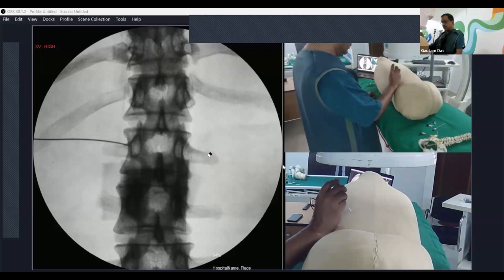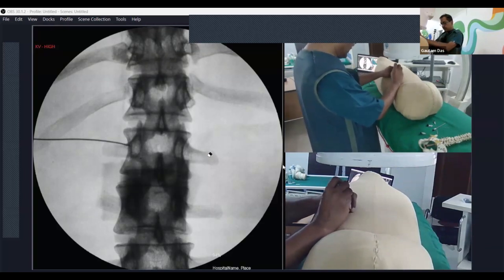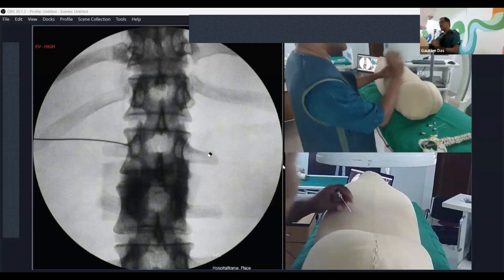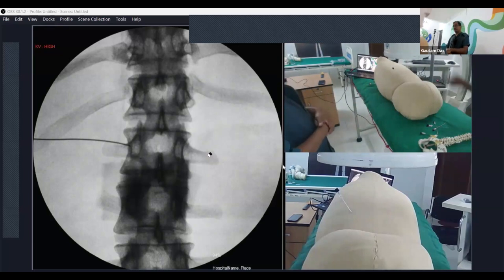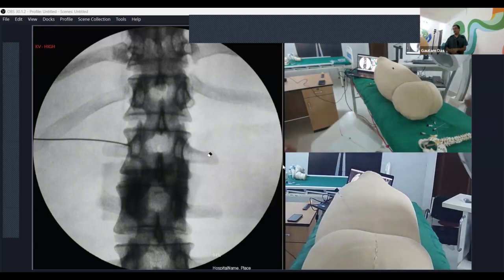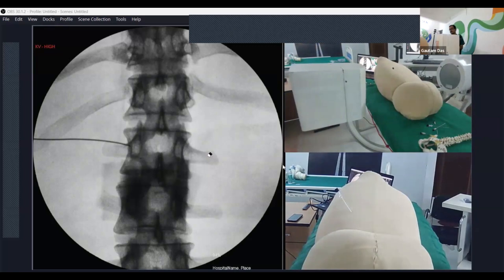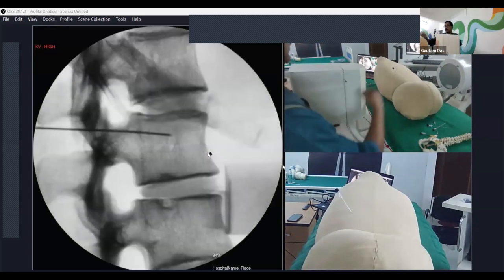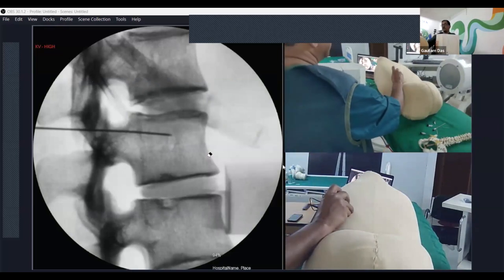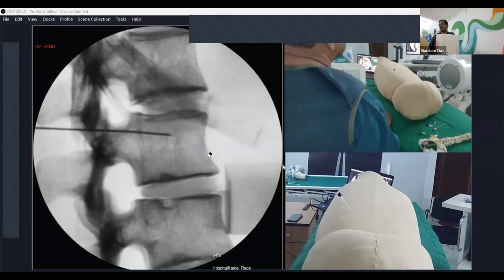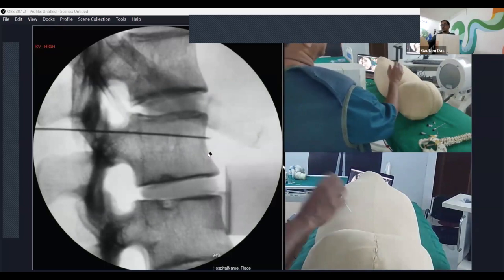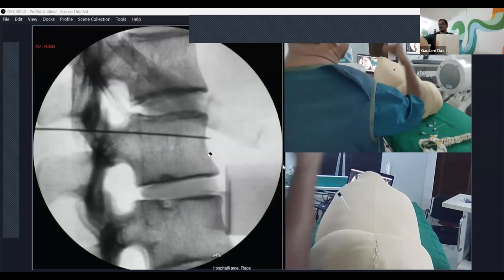So here you'll be scratching it. This procedure is a little difficult, as I told you, and I'm scratching the vertebral body. I'm going anterior, and now I'll be going lateral. By scratching the lateral border, I'll be going up to the anterior border. So this much, two needles, one from the left, another from the right.